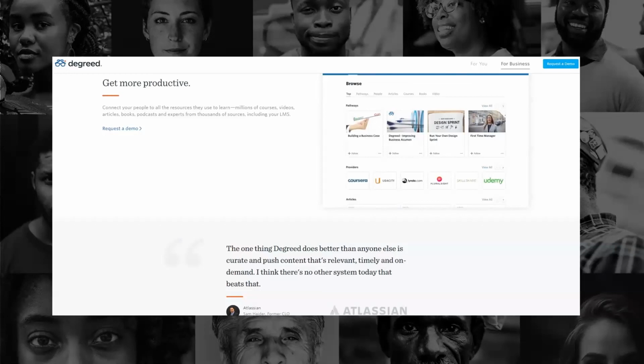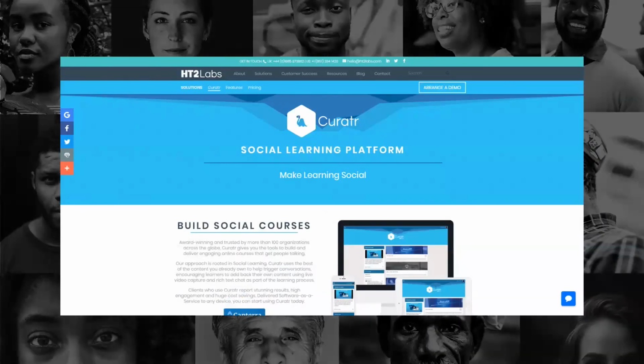Our third pick is Curator, and that was just introduced by Tever, and that's run by HT2 Labs and provides organizations with the tools to design and deliver social learning, but at the same time still being able to use their own content and systems that they already own, so it integrates quite well there.